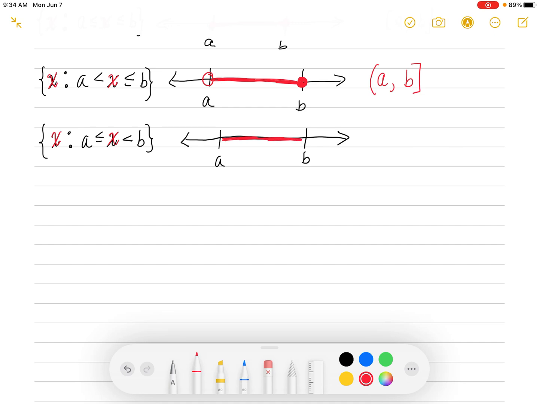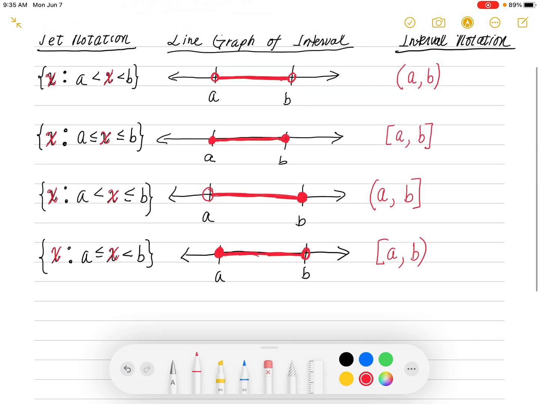On this one, we're going to include a on the left. So we're going to shade in a closed circle for a, and for b, we're going to put an open circle since we're not including b. That should be an open circle there. All right, so for our interval notation, we're going to put a bracket, a, that means we're including a, and then b, and then a parenthesis, meaning we're not including b.